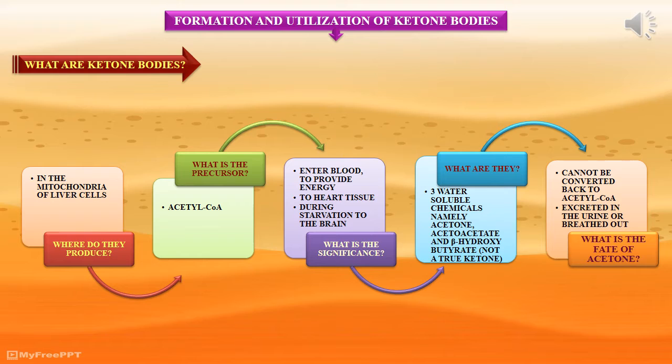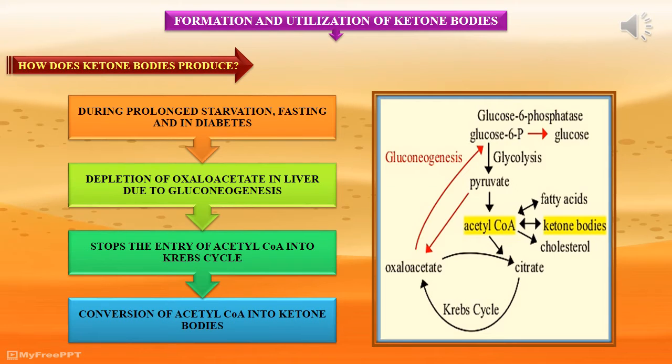What is the fate of acetone? Acetone cannot be converted back to acetyl-CoA like acetoacetate and beta-hydroxybutyrate. Hence, acetone will be excreted in the urine or breathed out. How do ketone bodies get produced? During prolonged starvation, fasting and in diabetes, ketone bodies are produced.